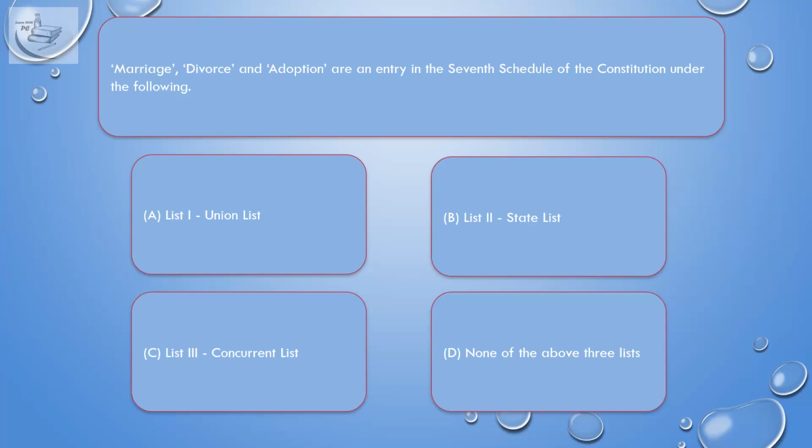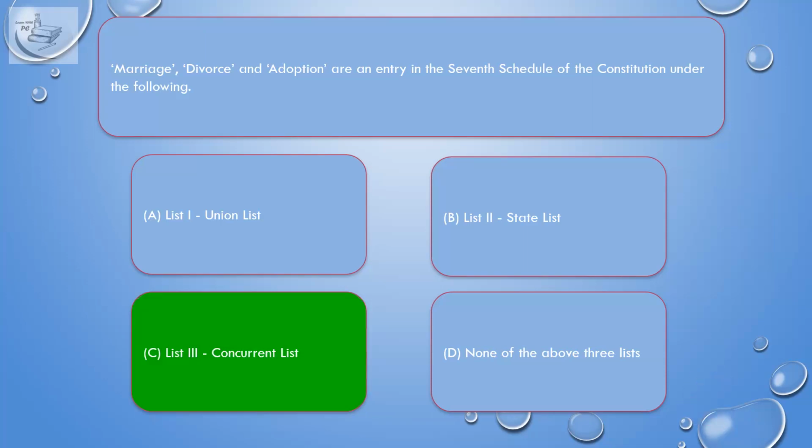Correct answer is A. Criminal procedure. Question: marriage, divorce, and adoption are an entry in the 7th schedule of the Constitution under the following: A. List I, Union list. B. List 2, State list. C. List 3, Concurrent list. D. None of the above 3 lists.